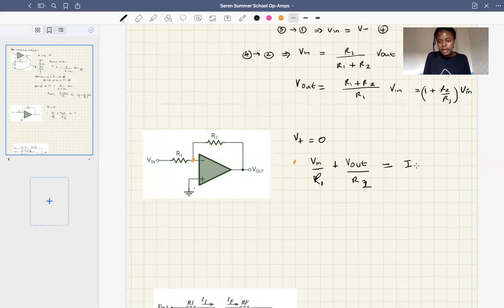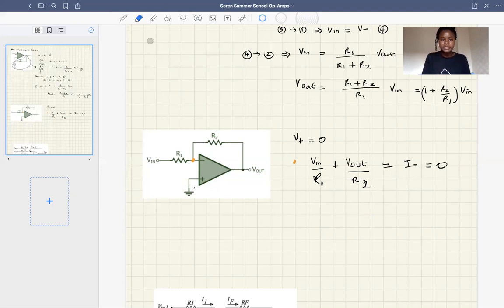So let's just write that I minus is equal to 0. That should say is equal to 0. This is because it's an ideal op amp. I will write that in the notes later to save time and move on from there. So we get this is equal to 0.